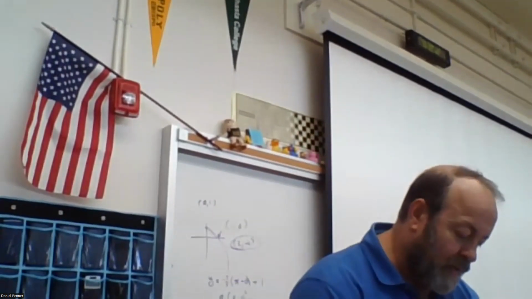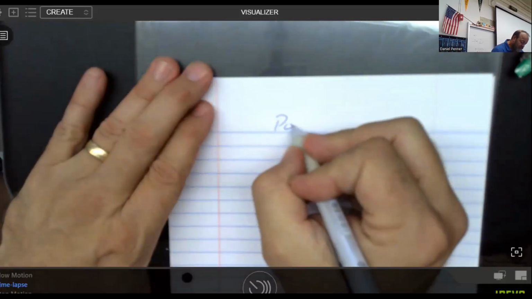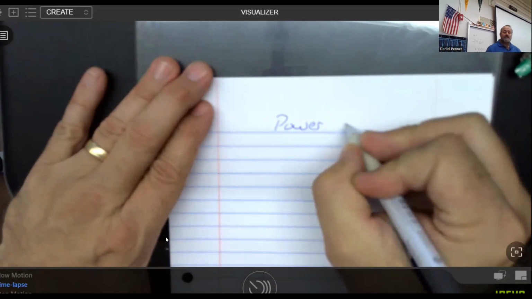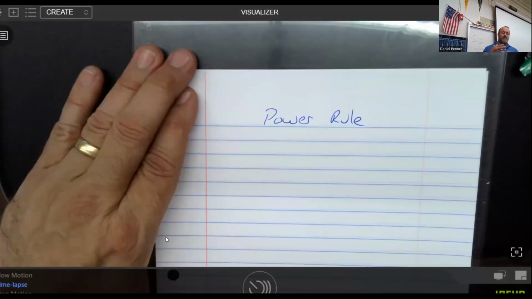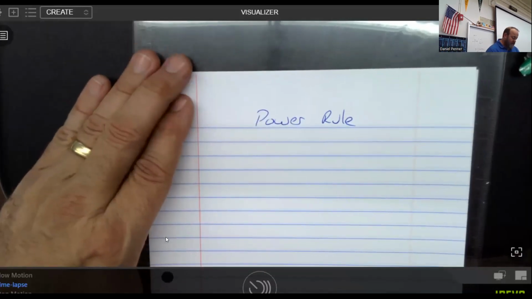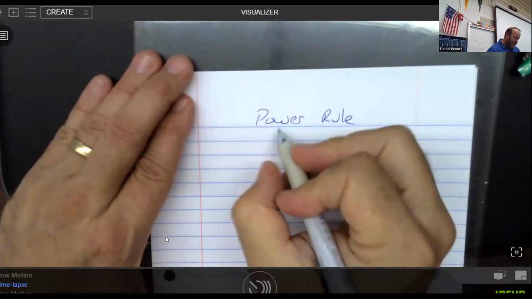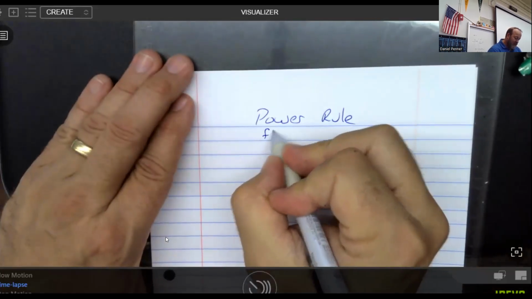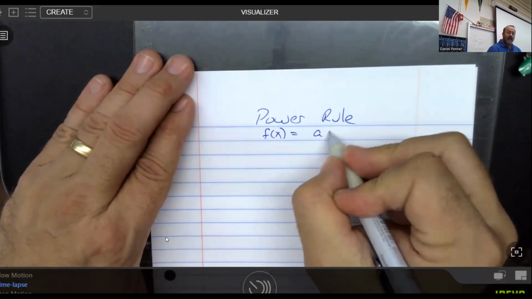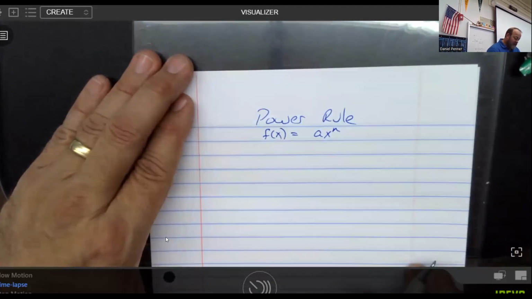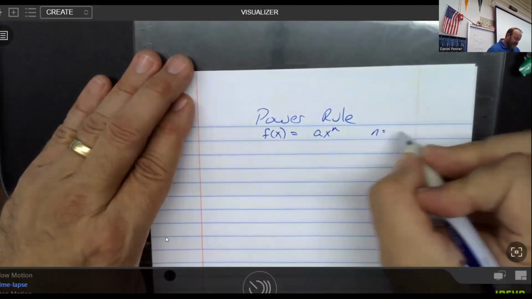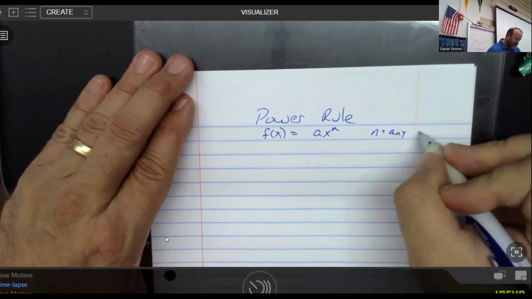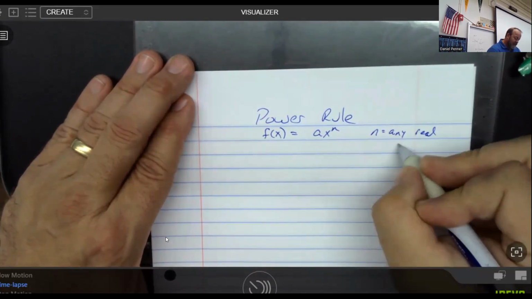So let's kick it off with a quick, simple problem here. Now, remember power rule. And I tried to motivate this in class with a long reason as to why this works. But effectively, what we know is that if you have a function that is ax to the n, where n is basically any real number, that's really important.